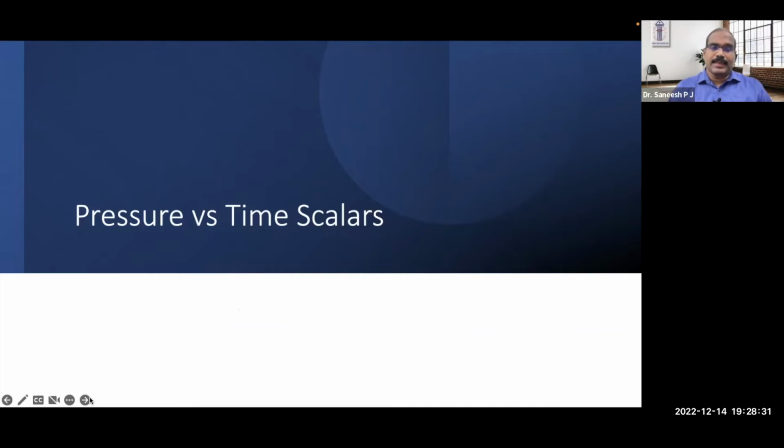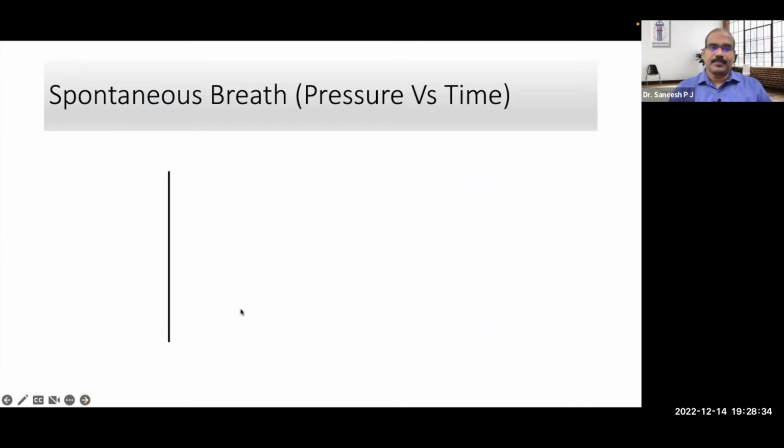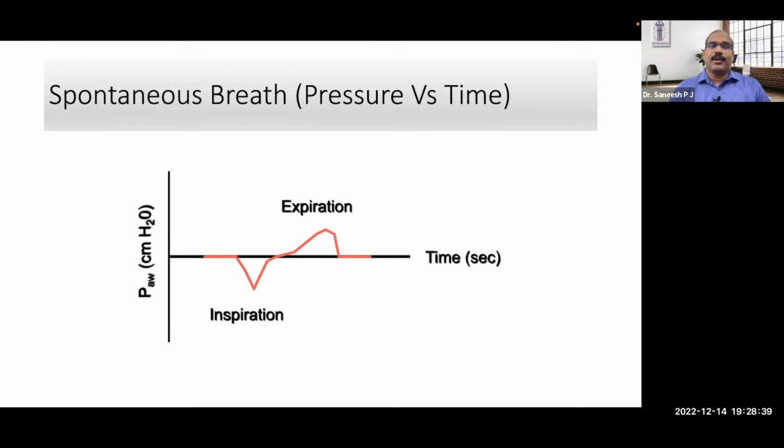So we'll move on to the pressure versus time scalar. This is the scalar, the graphic you expect in a normal spontaneous breathing. Just a reminder, spontaneous breathing, like you and I are breathing, is negative pressure breathing. But what happens with mechanical ventilation? We are going to positive pressure breathing. Here you can see that the pressure tracing goes to the negative deflection first for the inspiration part, and positive deflection for the exhalation part.